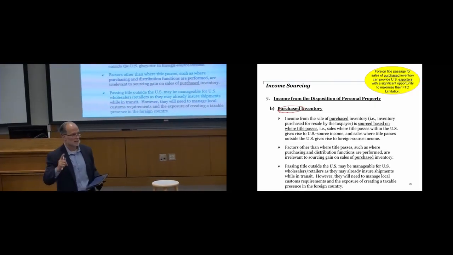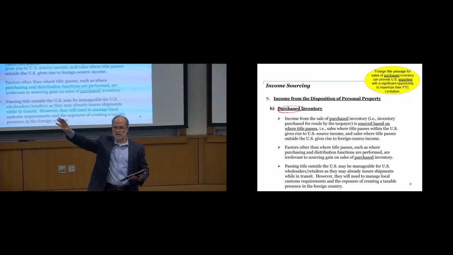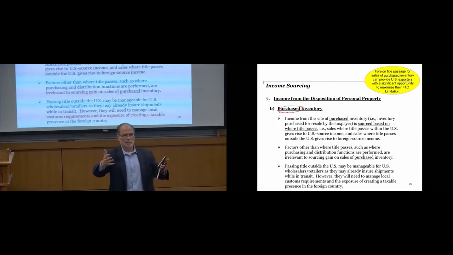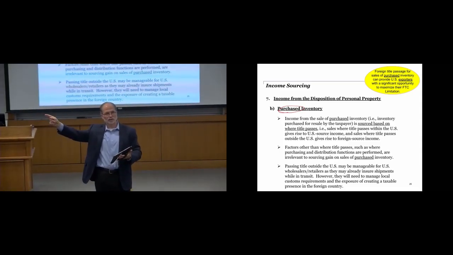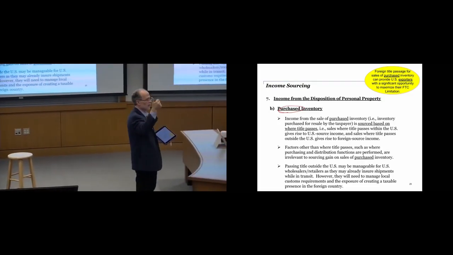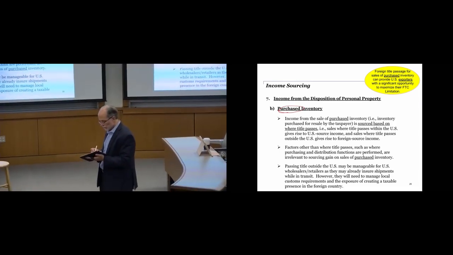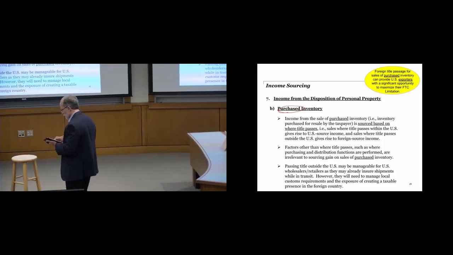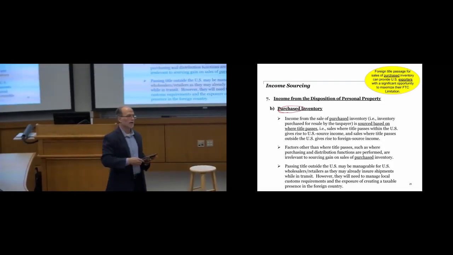So, I have a general rule that says seller's residence, but if it's purchased inventory that I am selling, how did you acquire the inventory? Purchased it, and then I'm ultimately going to sell inventory, right? So I've got income coming in from the sale of that inventory. Is the sale of that inventory from a U.S. source or non-U.S. source? The rule here is that inventory purchased for resale is sourced based on where title passes. Title meaning the ownership of the inventory.